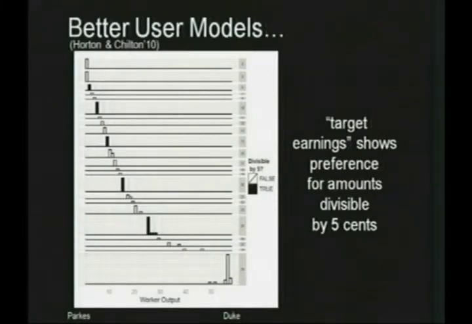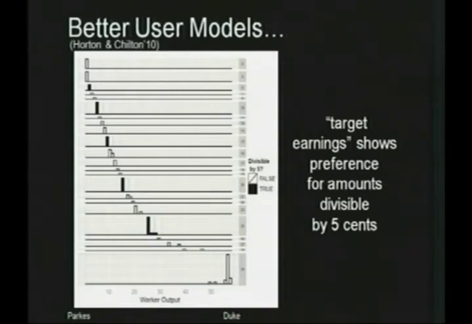One interesting thing is that we do need better user models. This is an empirical study from EC10 this summer by some economists at Harvard. It's a bit of a complicated graph to read.